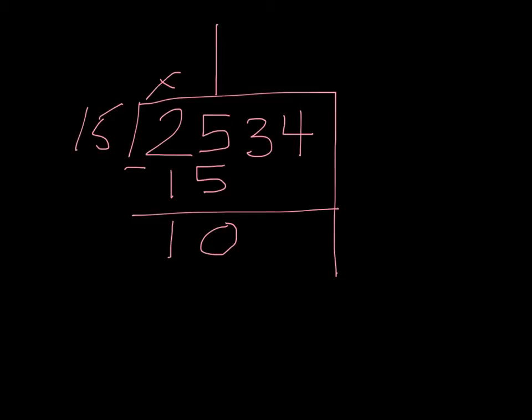Now's the time I can bring down. You only bring down one number at a time because remember, we're breaking this into chunks. We don't want to look at it as a really big number. That's the reason we're doing it one part at a time. So now I have the number 103 because I brought that 3 down.